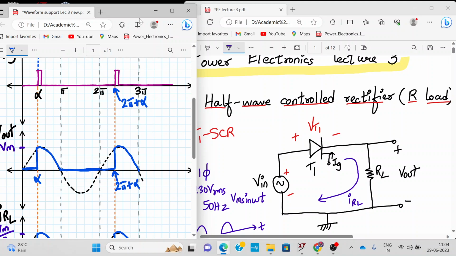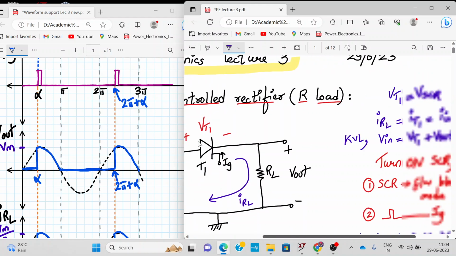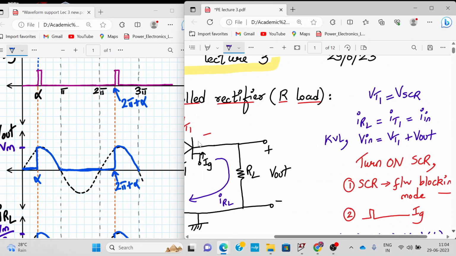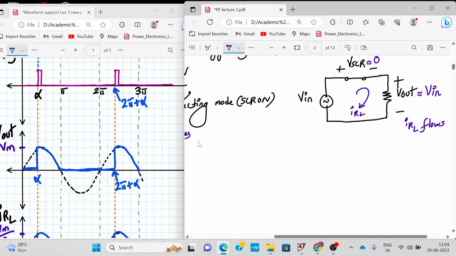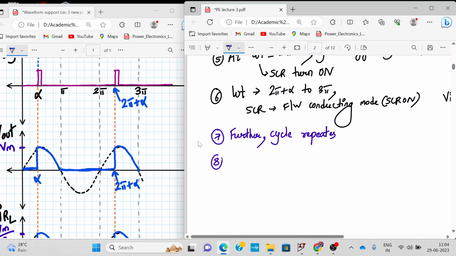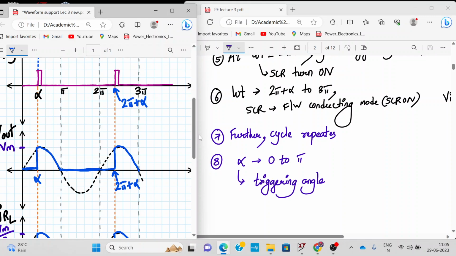We can even start it beyond 90 degrees. But it should be between 0 to pi. So the restriction over here is that alpha should be applied between 0 to pi only. So what is alpha called as? Alpha is called as the triggering angle. The SCR will trigger whenever we apply a gate trigger. So at alpha, your gate trigger pulse is applied.